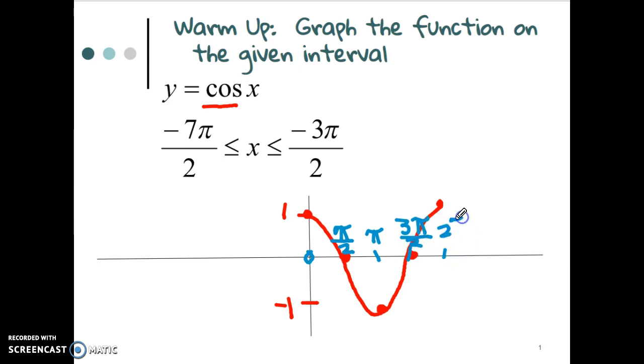Remember, the period of cosine is 360 degrees. So every 360 degrees or every 2pi, it's repeating itself. So even though that's a great graph, it's not what this question wants. It wants between -7pi/2 and -3pi/2. Those are the two values it wants.